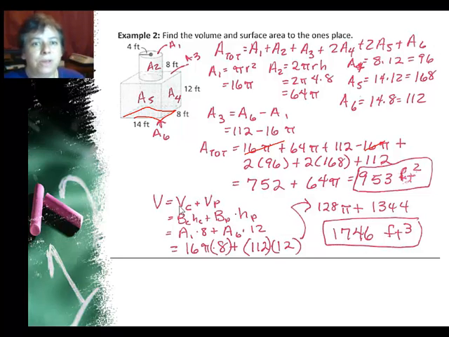So I'm really doing volume of the cylinder plus volume of the prism. Both of them use the same formula. It's area of the base times height. So I have area 1, there it is, times this height, 8, plus area 6, which is on bottom, times this height, which is 12. And I substituted in area 1 and area 6, multiplied my whole numbers together, I get 128 pi plus 1344, so that's my exact answer. And once I use my calculator to get my approximate answer, I find it's 1,746 feet cubed. Notice the cubed on volume and the squared on area.